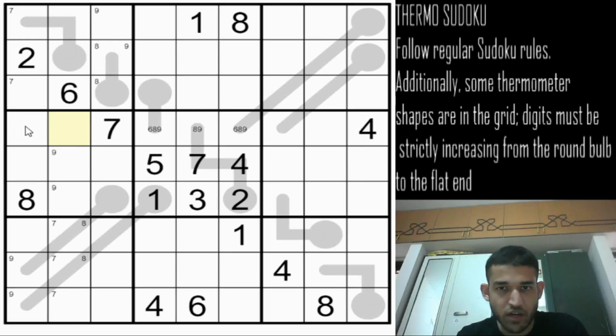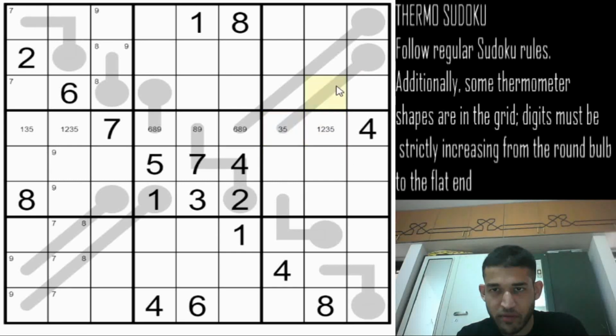The left out digits are 1, 2, 3 and 5. So this would be 1, 3, 5. This should be 1, 2, 3, 5. This cannot be 1 or 2, because it must be at least 3. So this is 3 or 5, and this is 1, 2, 3 and 5.